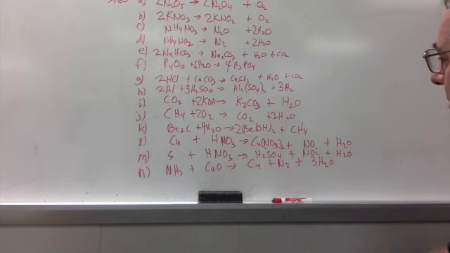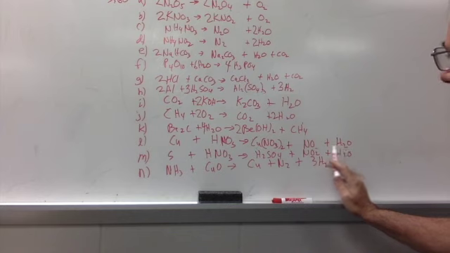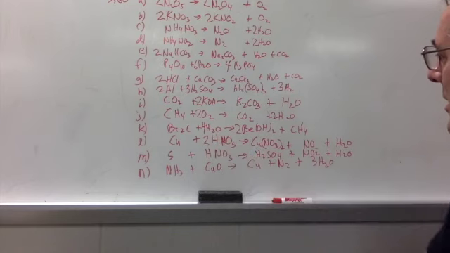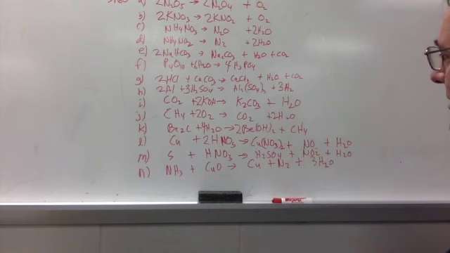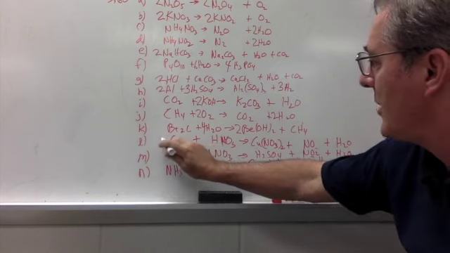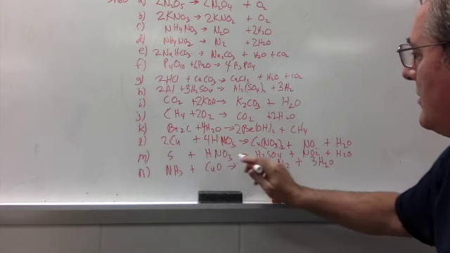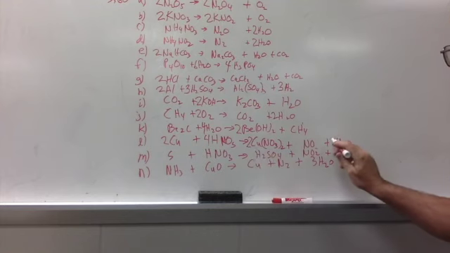Copper, nitric acid, copper 2 nitrate, and nitrogen monoxide plus water. Starting out, I've got 1 copper, 1 hydrogen, 2 hydrogens here. That's 2 nitrogens, and 2 plus 1 is 3 nitrogens. So I'm going to at least need to double this. So I'll try 2 here, 4 here. That means 2 here. That means 2 here.